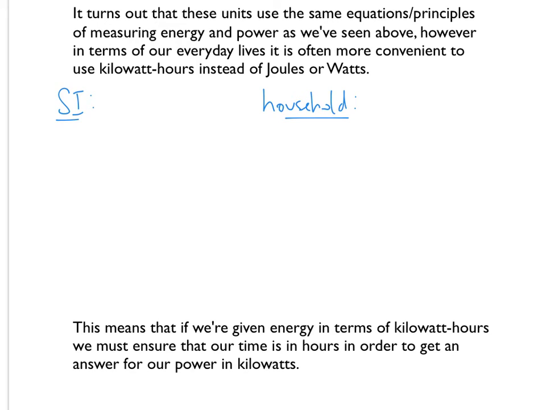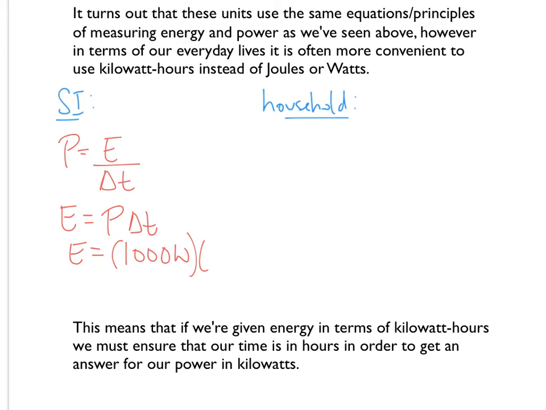Let's do a little comparison between our SI units, which is what scientists like to use, and our household kilowatt hour units. Well, we know that power is equal to energy divided by time. And so energy would be power times delta T. In this case, if we're looking at kilowatt hours, your power is going to be kilowatt, which is 1,000 watts. And an hour, which is usually measured in seconds, is 3,600 seconds. And so that gives us 3.6 times 10 to the power of 6 joules of energy.